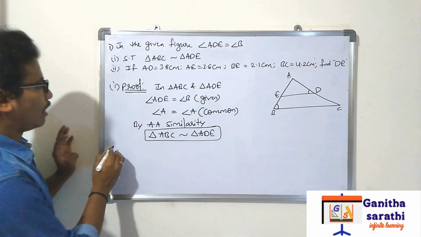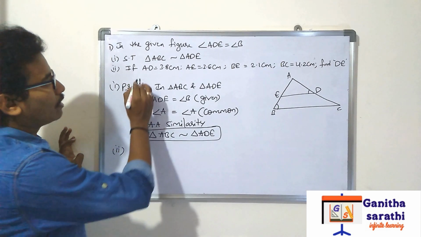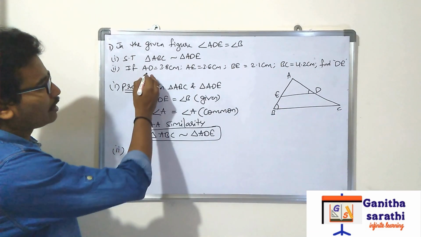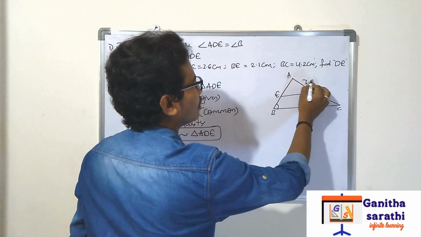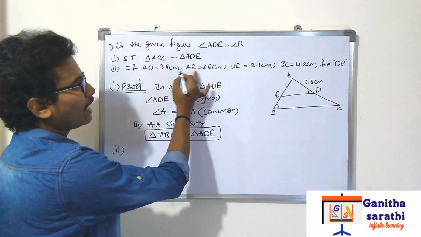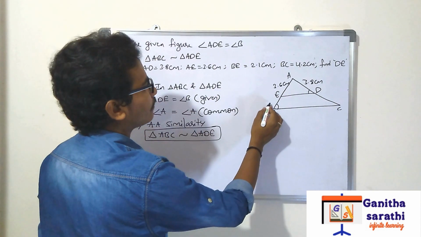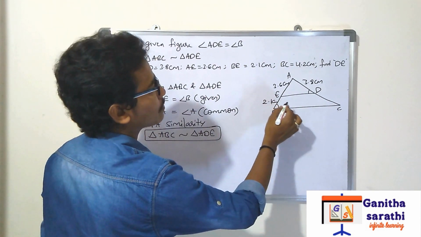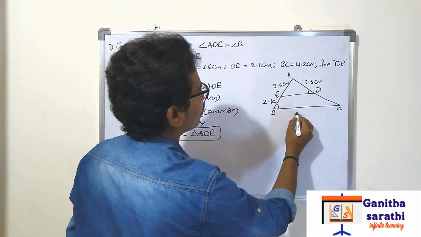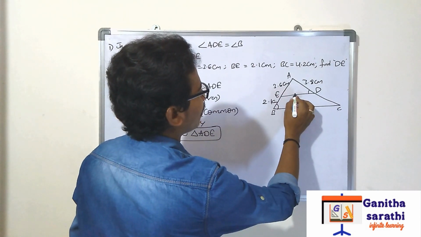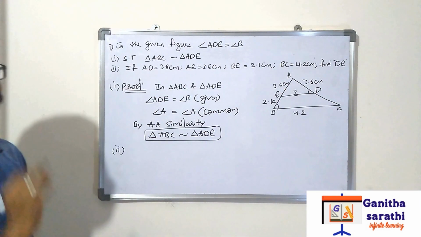Next, the second one. What is the second one? He is giving some centimeters. First, substitute that AD is equal to 3.8 centimeters, AE is equal to 3.6 centimeters, BE is equal to 2.1 centimeters, BC is equal to 4.2. We have to find DE. Okay, we have to find the value of DE.